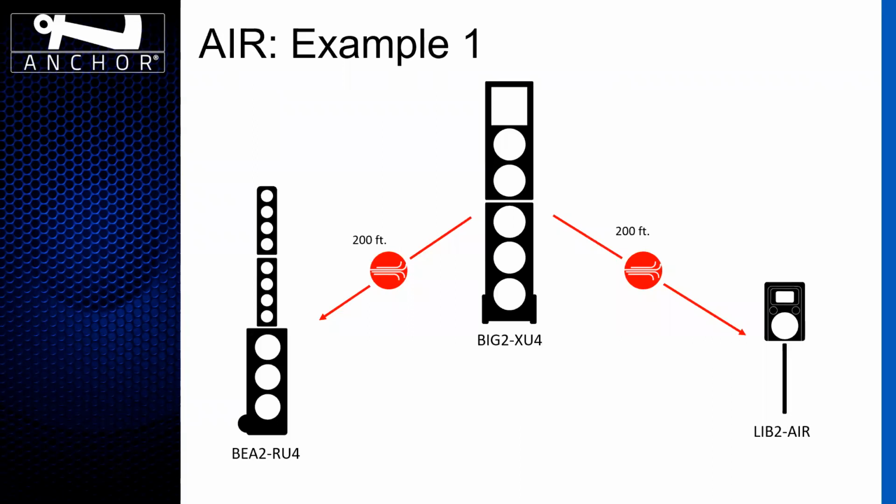First example, this setup here, we have a Bigfoot XU4 in the middle, and it's transmitting its signal out to 2 units. There's a Beacon RU4 on the left and Liberty 2 Air on the right. The Bigfoot has the X, we know that is the transmitter. The 2 units, the Liberty and Beacon, are within range, and they both have receivers. The Beacon has the R, the Liberty has the Air, so this setup is completely acceptable.